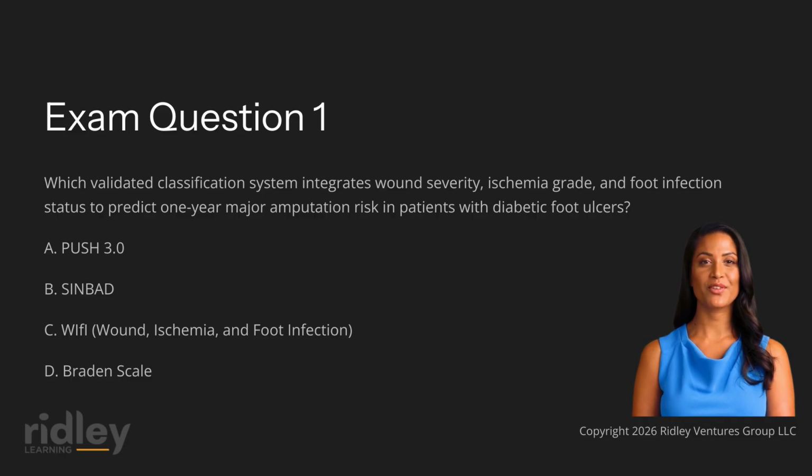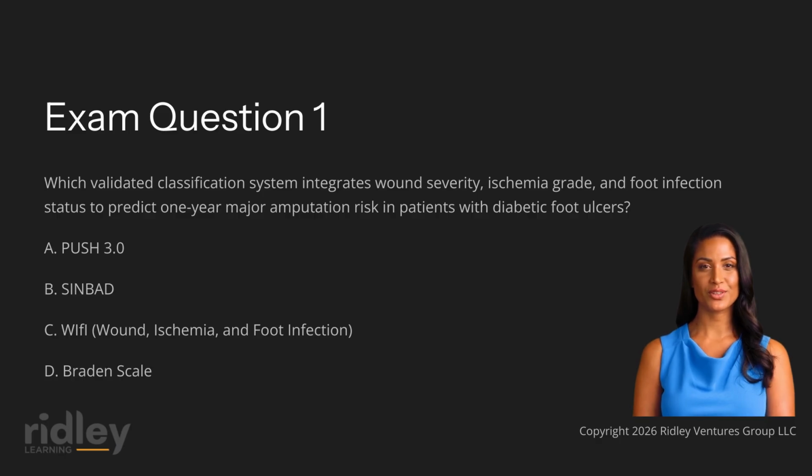Rationale. The WIfI classification system was developed by the Society for Vascular Surgery, specifically to stratify amputation risk in patients with threatened limbs. It assigns grades across 3 domains: wound extent, degree of ischemia, and severity of foot infection. Each domain is scored from 0 to 3, and the composite score has been independently validated to correlate with 1-year major amputation rates, ranging from approximately 0% for the lowest scores up to 38% for the highest.